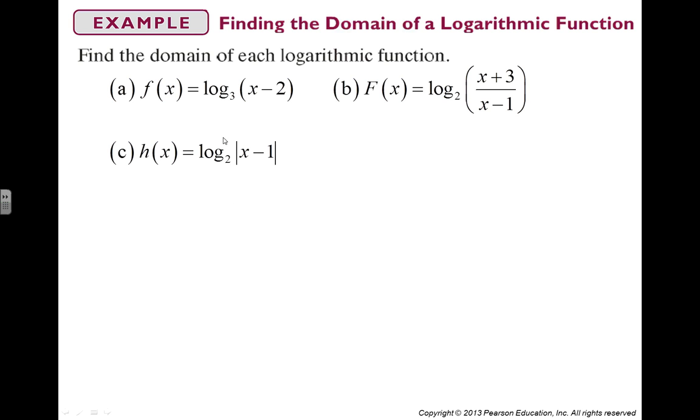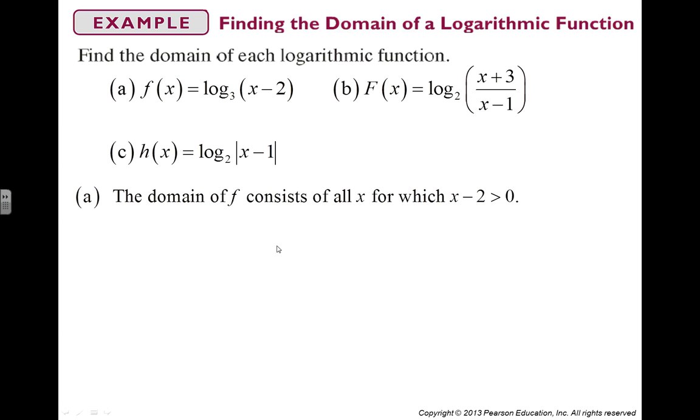All right, find the domain of each logarithmic function. So I have log base 3 of x minus 2. I need x minus 2 to be greater than 0, because I can only input numbers greater than 0 into a logarithmic function. So x minus 2 greater than 0, which means x has to be greater than 2, or the interval from 2 to infinity.